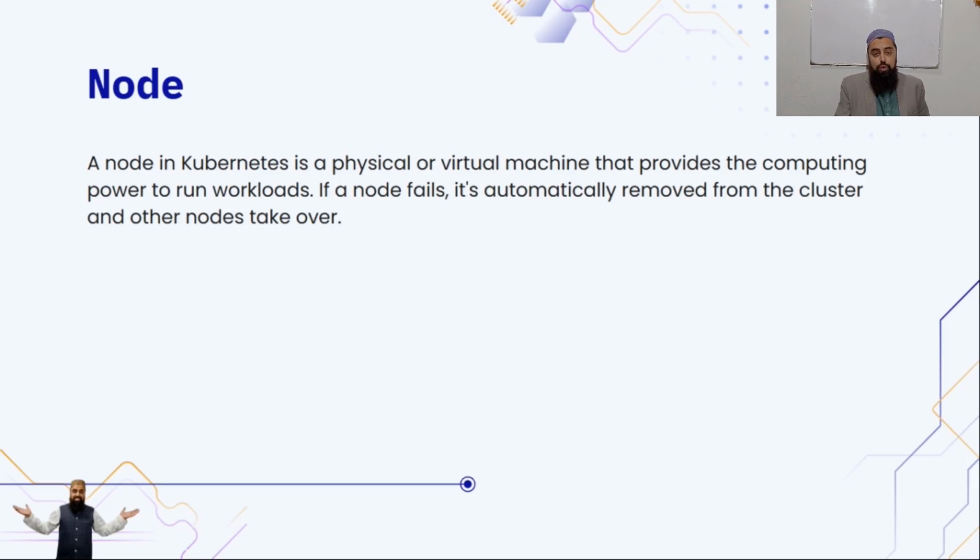That's what I have told you, that in a highly available cluster, we must have more than one master node and we must have more than one worker node. So in case of any failure, the rest of the nodes take responsibility and our applications must not go down at any cost. So a node is a physical Linux server, or it can be a Linux virtual machine.